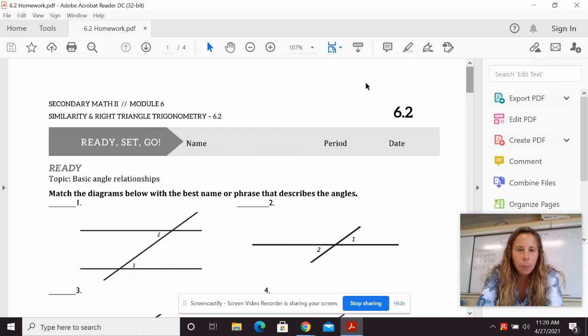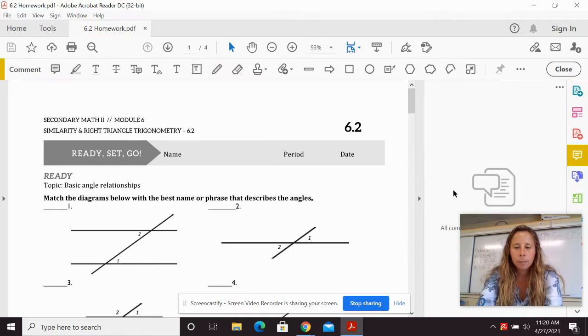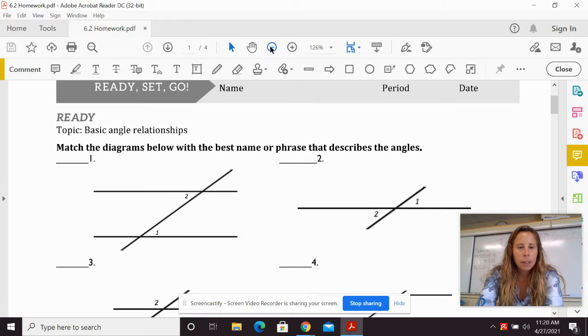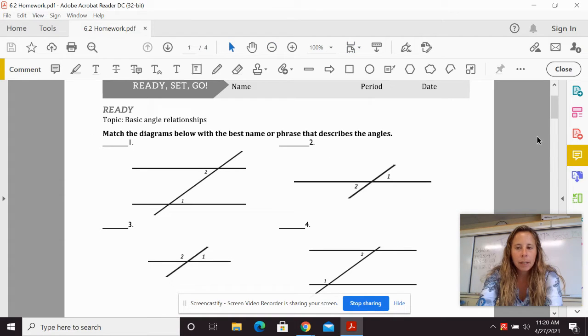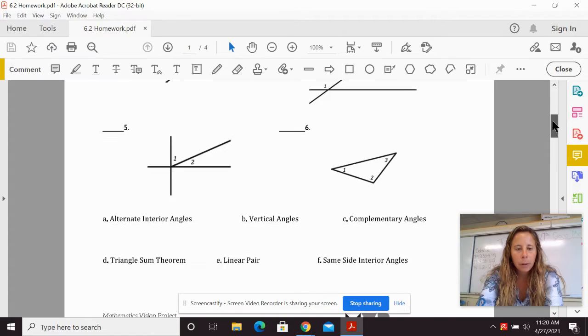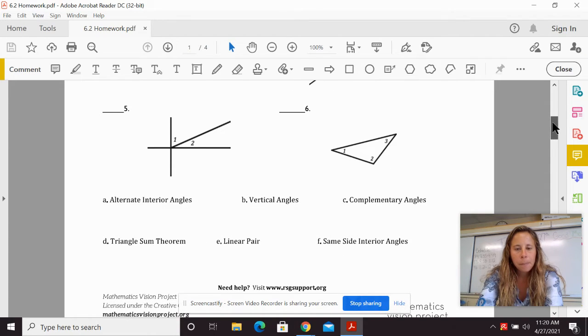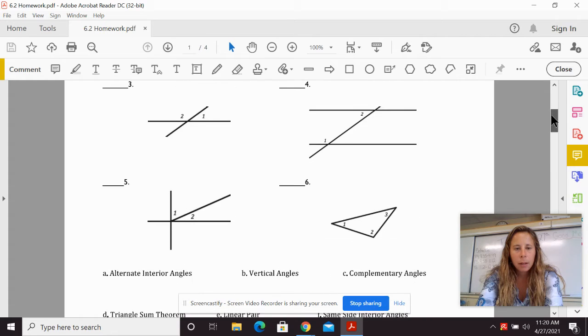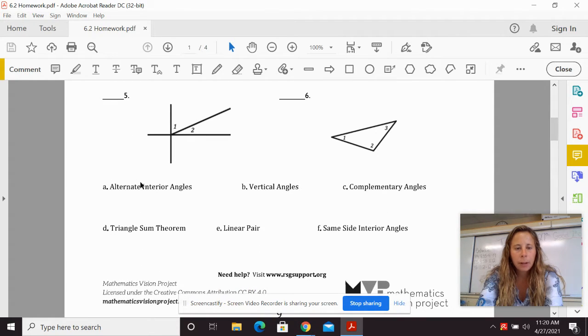So, the first however many, you are just identifying the angles. It says match the diagrams below with the best name or phrase that describes the angles. Right, so all of your angles are down here. Alternate interior, vertical, complementary. Remember, complementary angles add up to 90 degrees. They form a right angle.